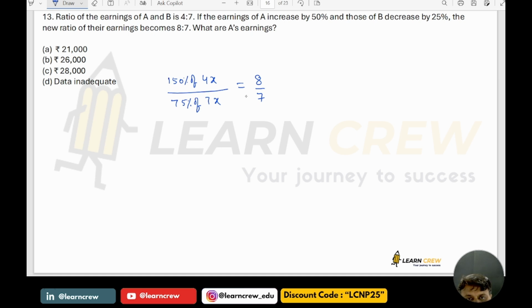So what is A's earning? This is what is given. If you observe here, 150% of 4x, so here x gets cancelled. 75, 2 sevens are 150, 2 fours are 8 and 7. For any value of x, it is satisfied. For any value of x it is satisfied, which means you need 4x. You cannot find it. Data inadequate.